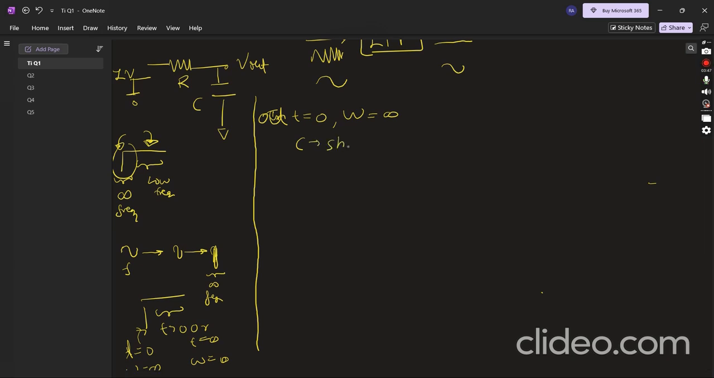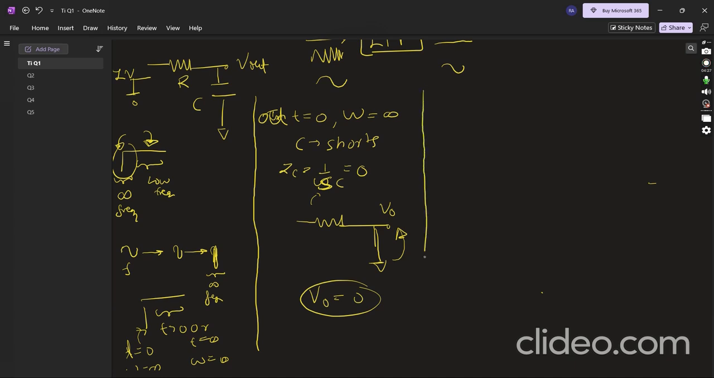Because the impedance of C depends upon frequency, like this, 1 over sC. So if omega is equal to infinite, impedance is 0, so the capacitor is a short. The circuit behaves like this, it will connect directly to ground, and all the 0 appears at V out. So V out is equal to 0 at t equal to 0.